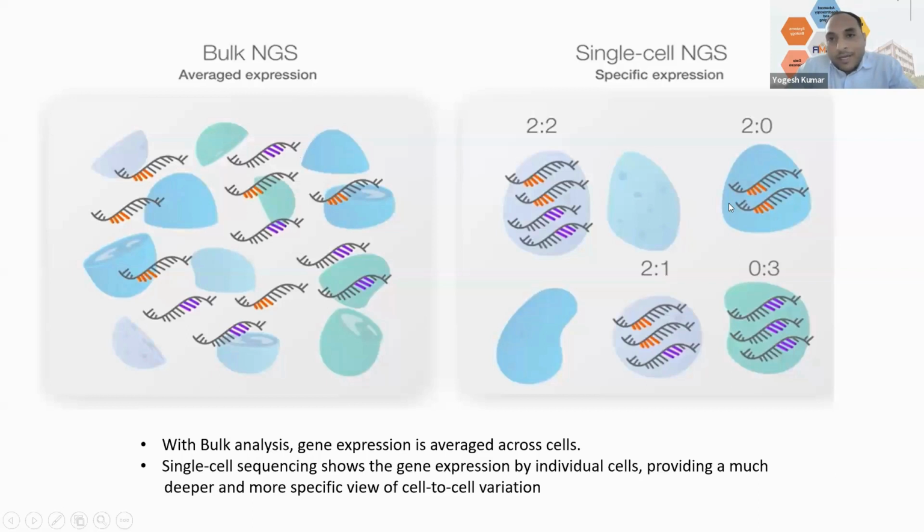And on the other hand, on the right side, you see single cell next generation sequencing. You will see that these particular genes are associated with particular cells and show expression within those cells. You can see the separation. You can easily see the difference between these two. Okay. So with bulk analysis, gene expression is averaged across the cells, and single cell sequencing shows the gene expression in individual cells, providing a much deeper and more specific view of cell-to-cell variation.